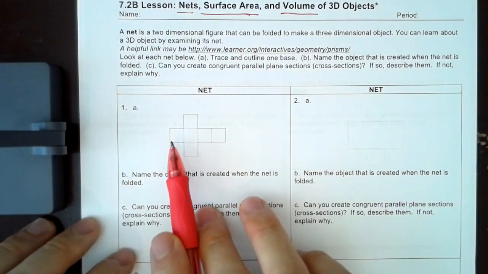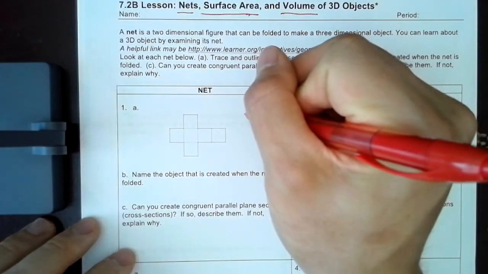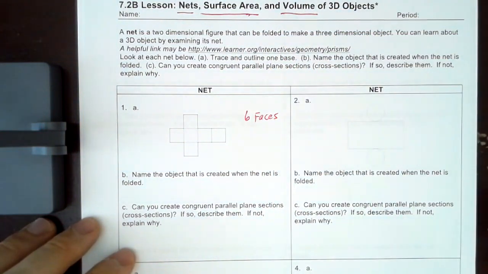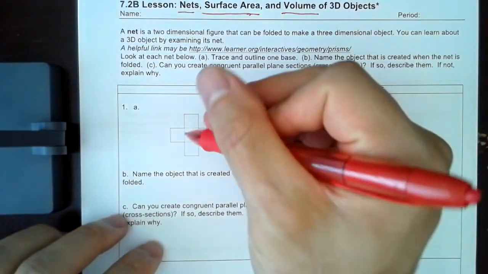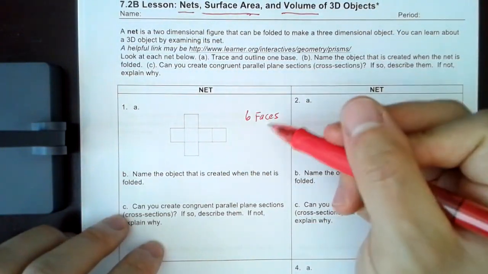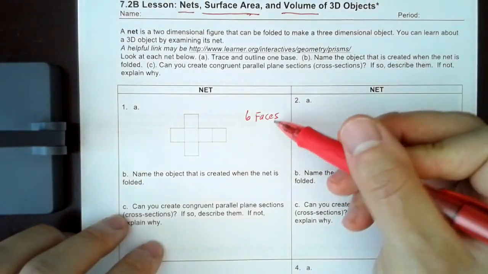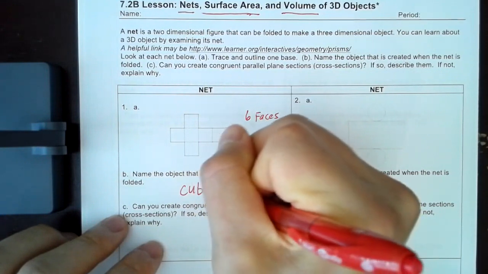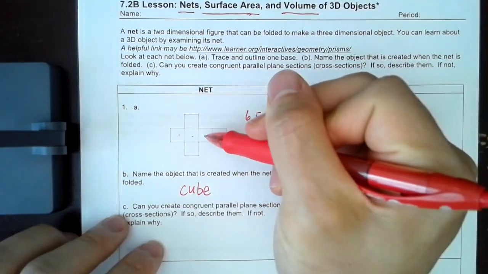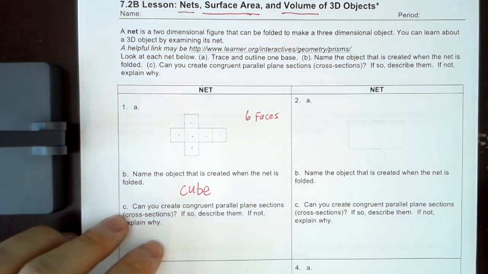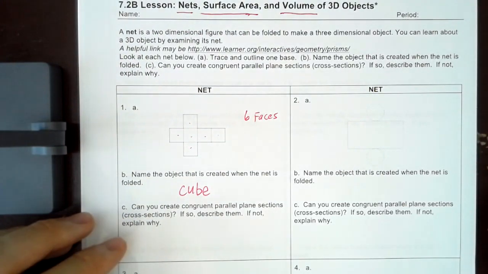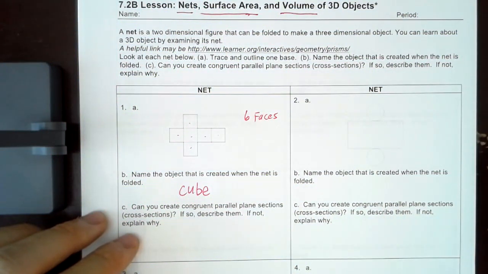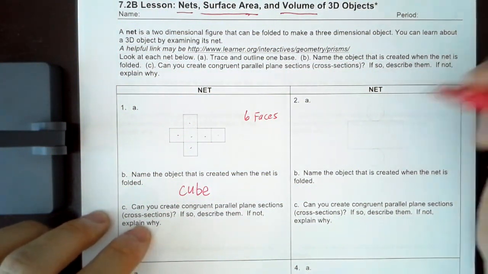So here I could see that there are 6 faces, right? Faces again are just the two-dimensional shapes that create an object. There are 6 faces, and not only are there 6 faces, they are identical, right? So this tells me that this is a cube, because the only time that you can have 6 identical faces is when it's a cube, and each face is the same amount of area.